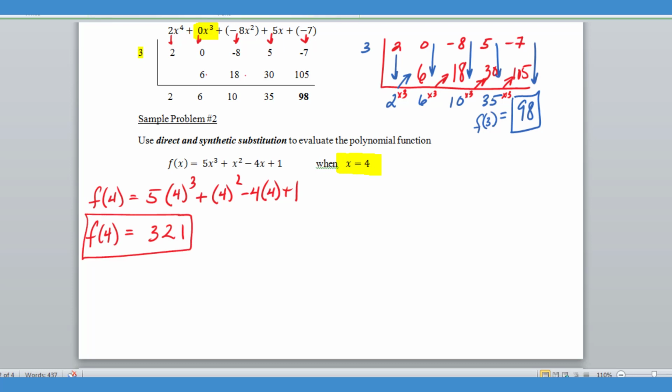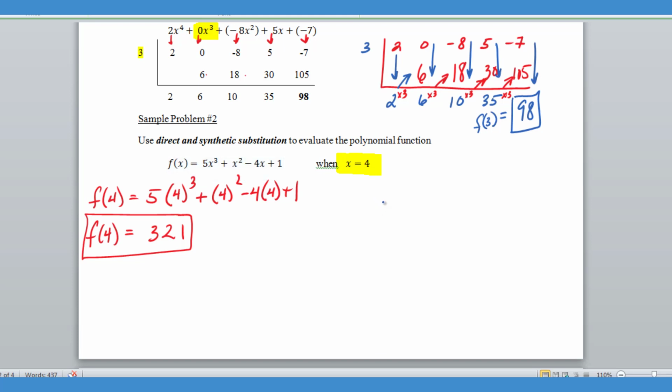So first thing I want to do is I want to look here. Do I have any variables missing? I have x to the third, x squared, x to the first, x to the 0. That's good. We always start with our highest exponent or our degree. We don't need to worry about a fourth or a fifth or a sixth, whatever. If the third degree polynomial is the highest, that's where we start.